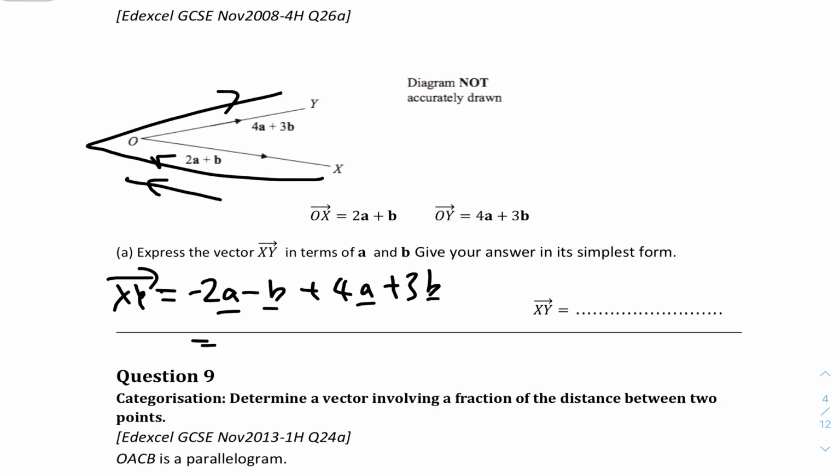And we can now just simplify it. 4a minus 2a will get 2a, and 3b minus b will get 2b. But that is not the simplest form. We have to factorize the 2 to get 2 bracket a plus b, like so. 2 bracket a plus b.